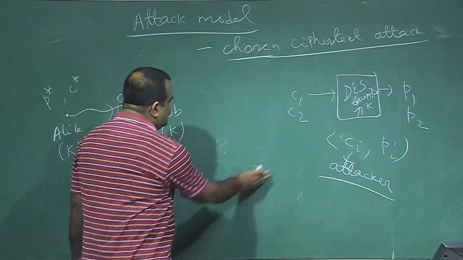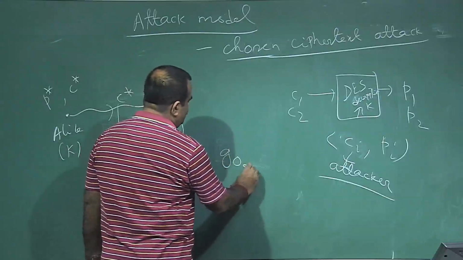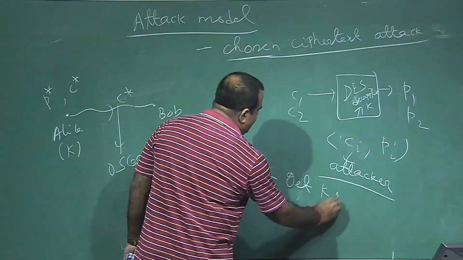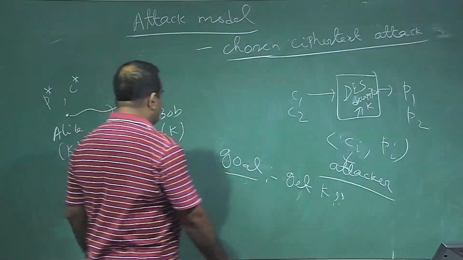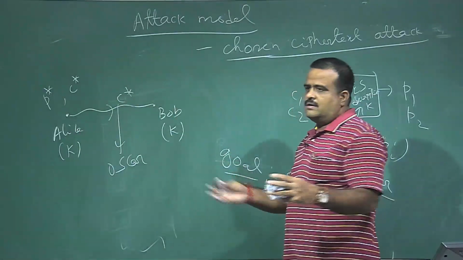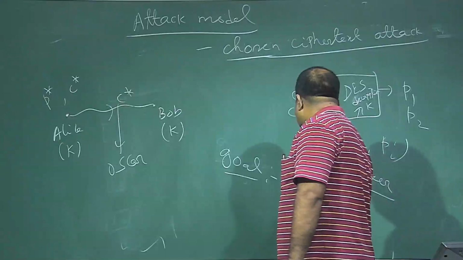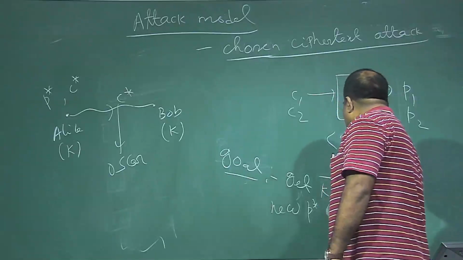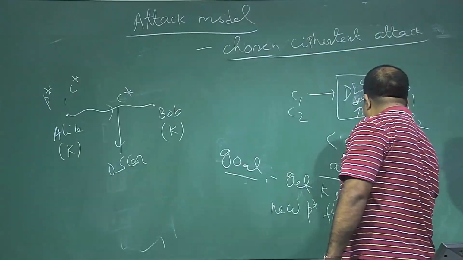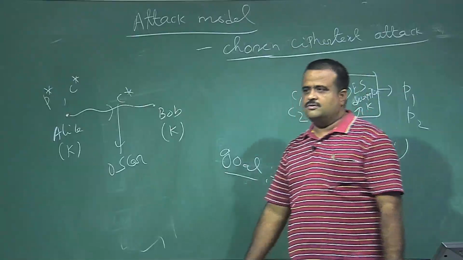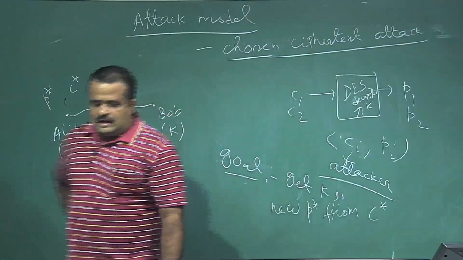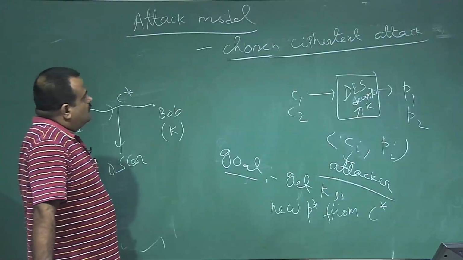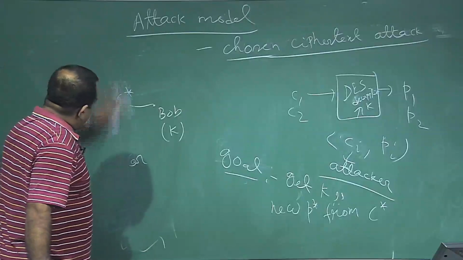After that, the goal of the attacker is obviously to get the key or guess the key, and to know what is currently going on between Alice and Bob. So, what is the new message or plain text from the ciphertext? So, this is the chosen ciphertext attack.